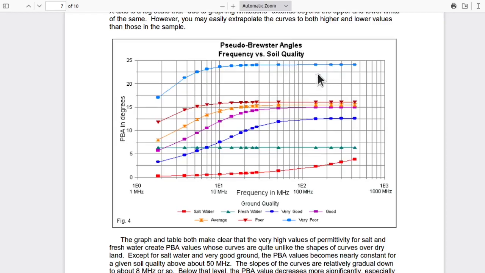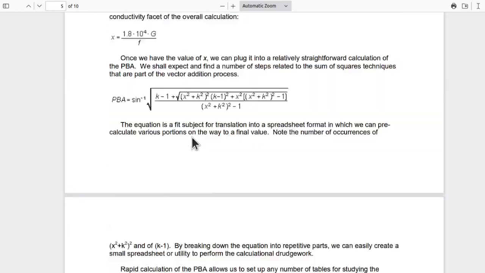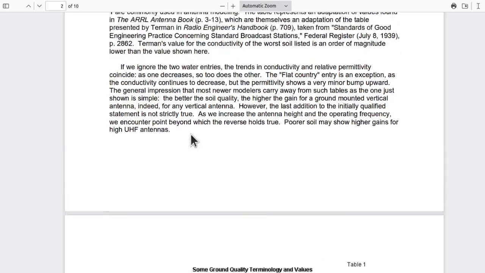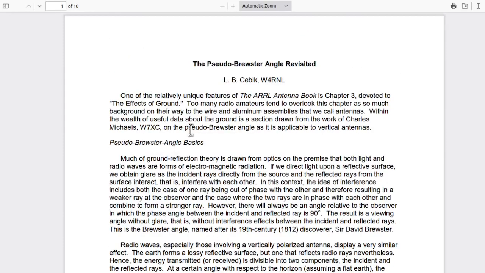As the frequency increases, you'll note that almost all these lines converge to one value. So use this as a reference for your propagation and how likely you are to get that DX and how many skips it's going to take, because all of these are soil values in the far field, 10 wavelengths away from you. And all this is from work done by L.B. Cebik, W4RNL.